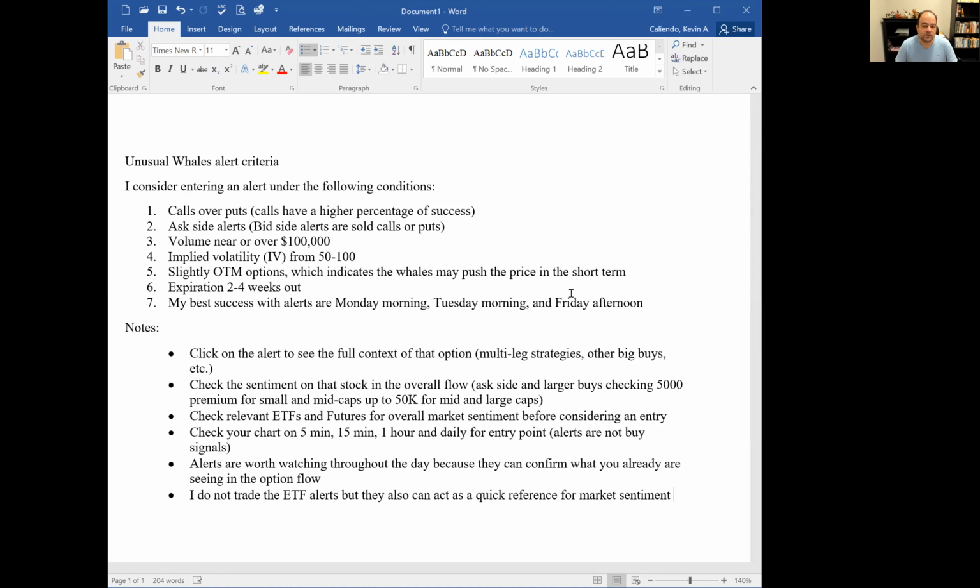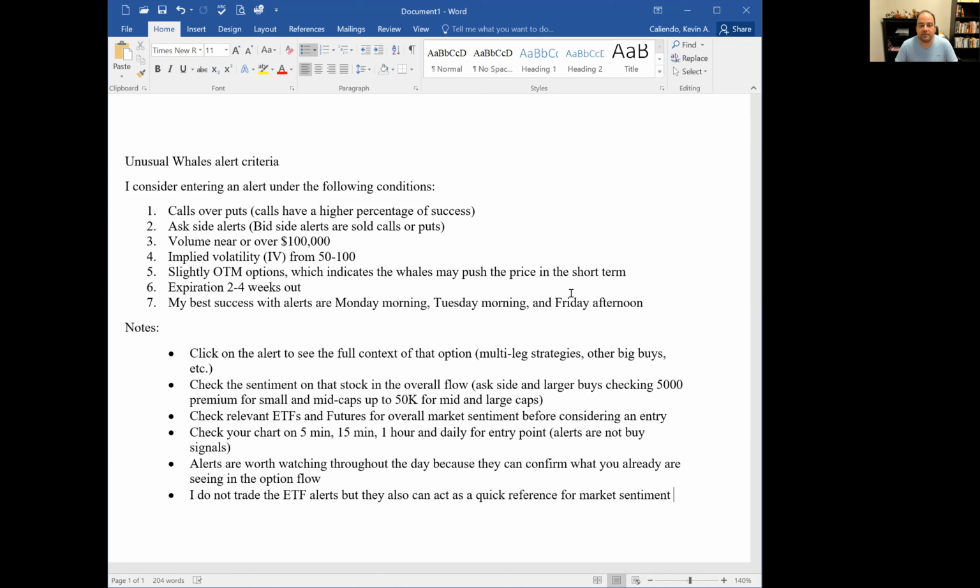And alerts, this is another statistic from Unusual Whales, alerts that are already up 10% have a high probability of going over 30%, 30 to 100%. So the alerts that already have some momentum behind them are definitely ones that you want to consider targeting, and spend some time just watching these.